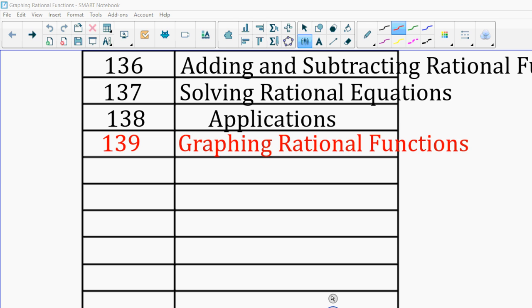This lesson is called Graphing Rational Functions, and this may be page 134? Is that right?